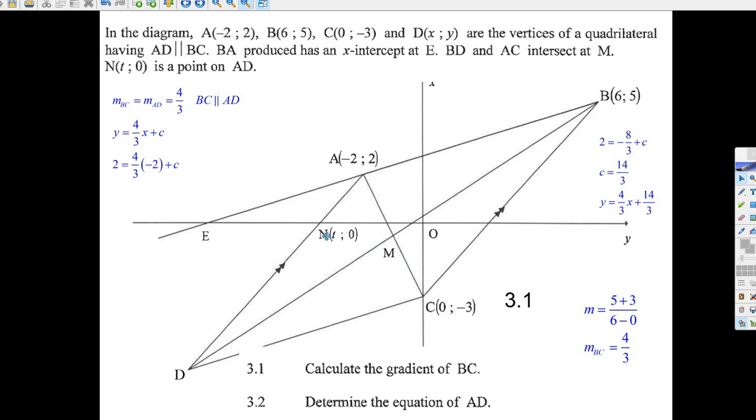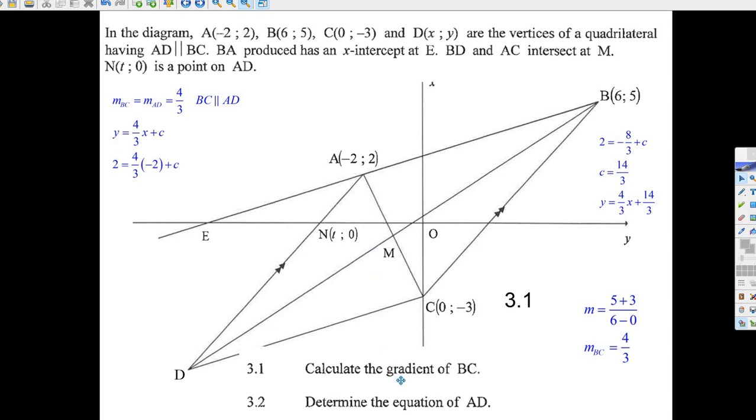They say that N is the x-intercept, I think. It intersects, right there, at T and 0. Well, because the y-coordinate's 0, they're telling you that's the x-intercept. And that's important to know. That's an x-intercept at E, too. BD and AC intersect at M. These two lines cross at M.